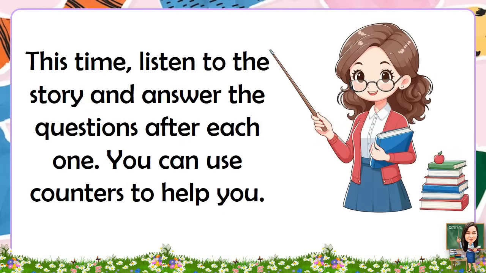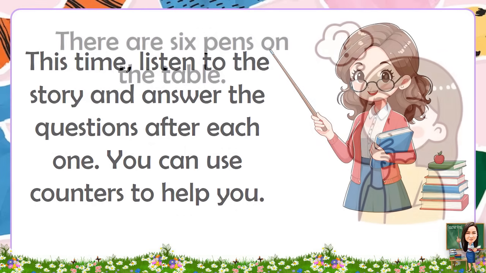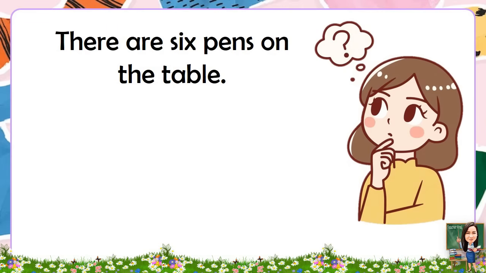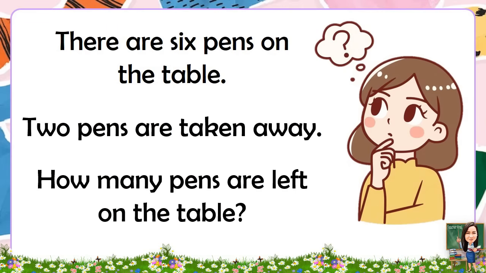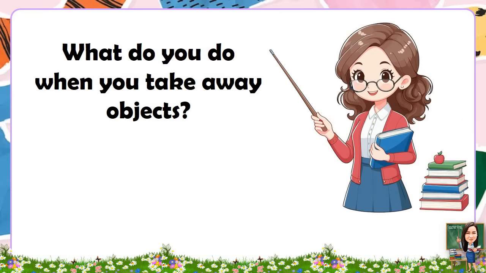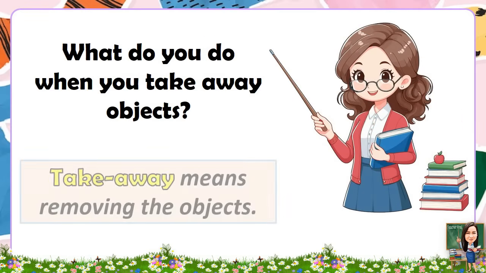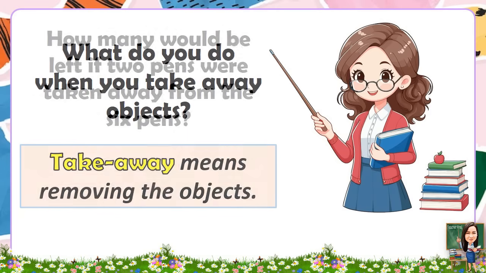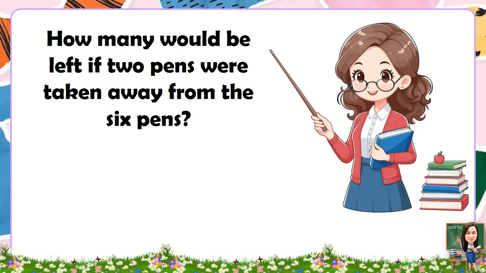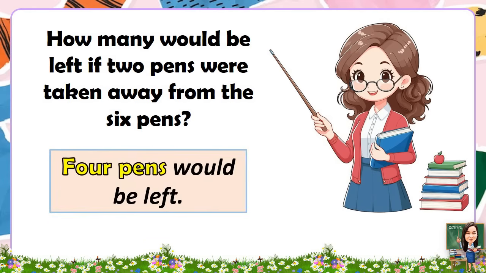This time, listen to the story and answer the questions after each one. You can use counters to help you. There are 6 pens on the table. 2 pens are taken away. How many pens are left on the table? What do you do when you take away objects? Take away means removing the objects. How many would be left if 2 pens were taken away from the 6 pens? 4 pens would be left.